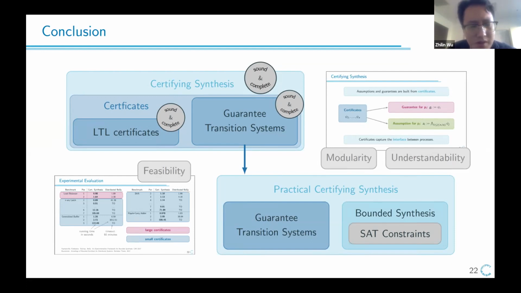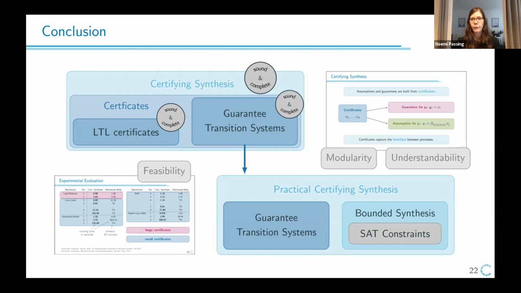So I'm wondering who should give the certificates. So when you want to synthesize some system, the user should give the certificates, right? Should write the certificates.